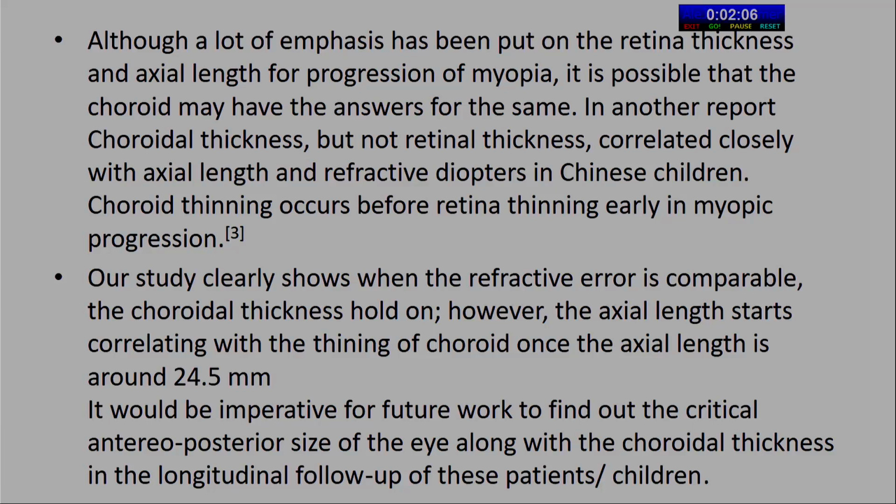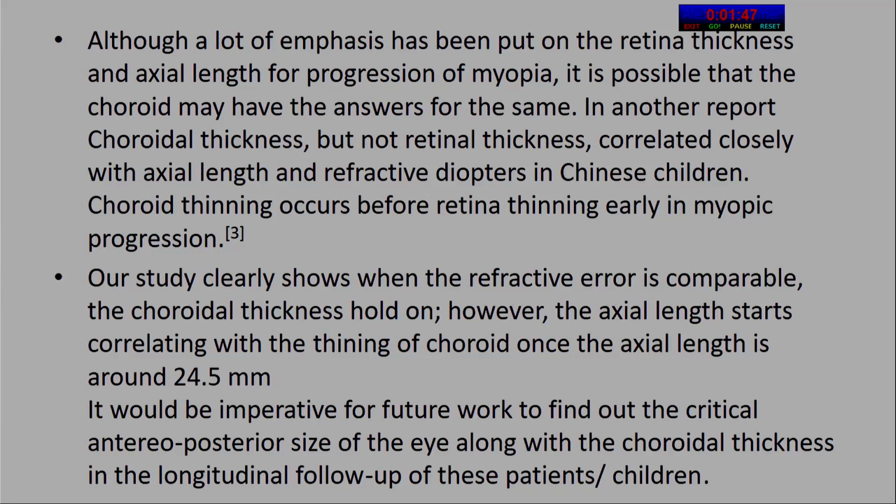In another report, choroidal thickness but not retinal thickness correlated closely with the axial length and refractive diopters in Chinese children. Choroidal thinning occurs before retinal thinning early in myopia progression. Our study clearly shows that when the refractive error is comparable, the choroidal thickness holds on. However, the axial length starts correlating with the thinning of the choroid once the axial length is around 24.5.